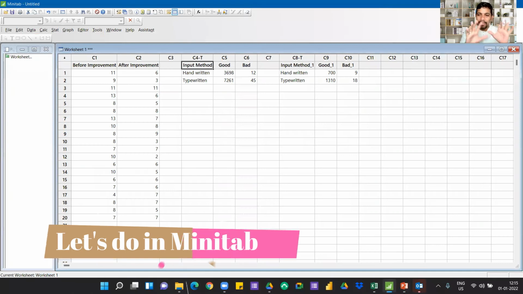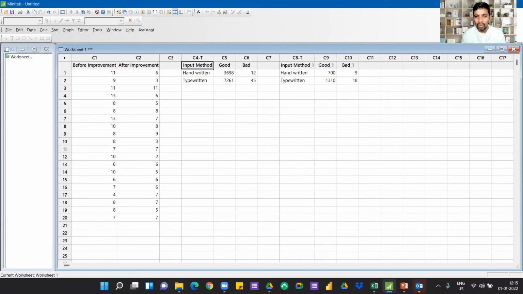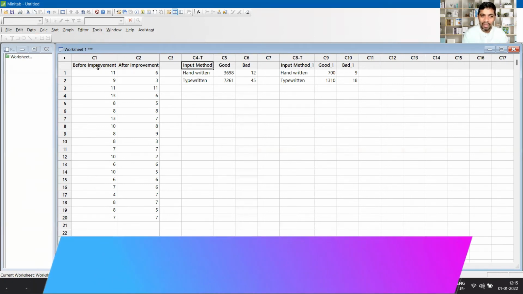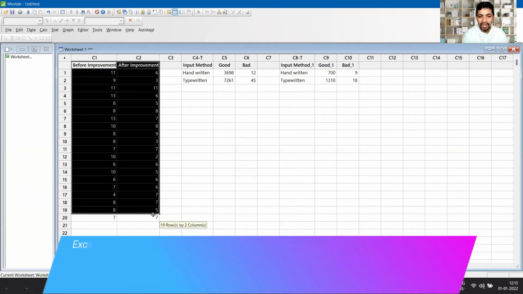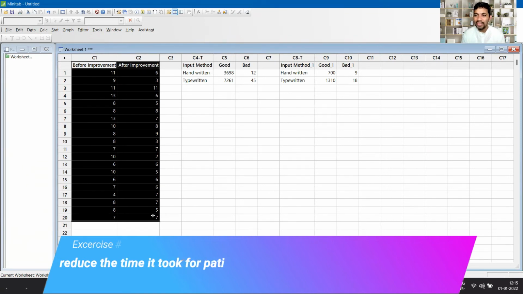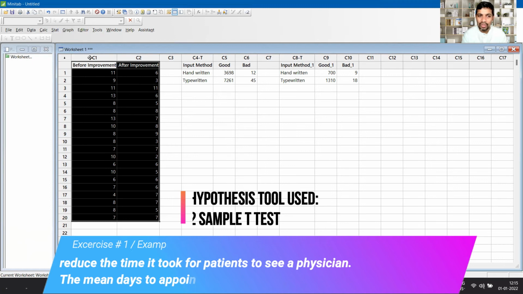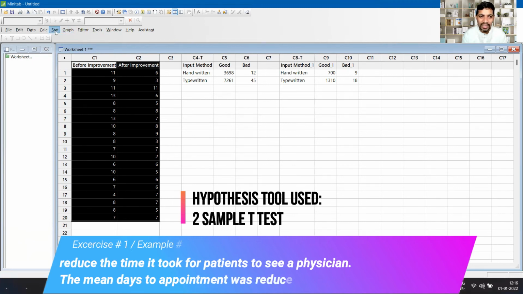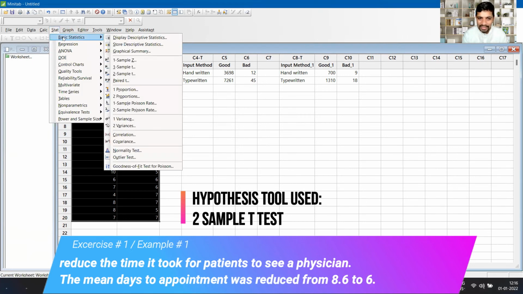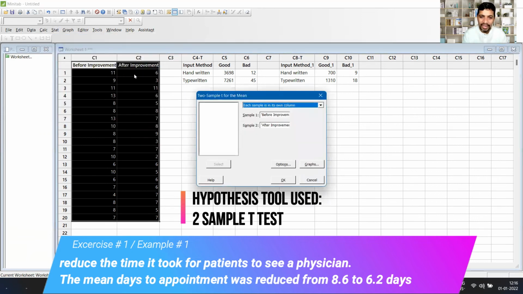So I have already pasted the data, and what we are going to do is first case number 1, where we talked about the mean days, the average mean days for a patient to see a physician, right? So this is the situation. Now we can go to Stat, Basic Statistics, and we are going to compare 2 sample means, right? So you can put in 2-sample t. Have a go and click that.